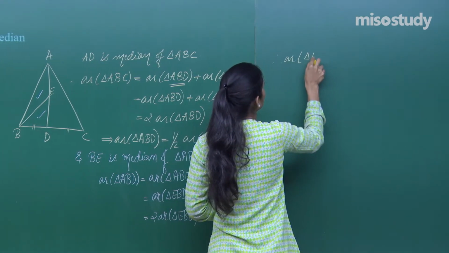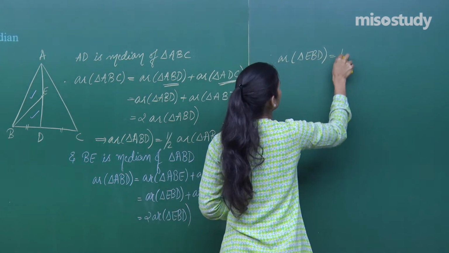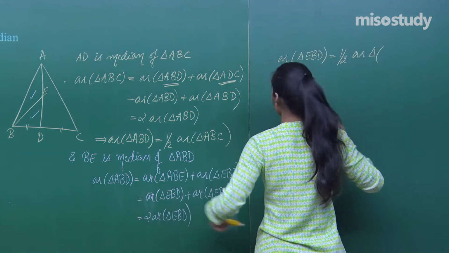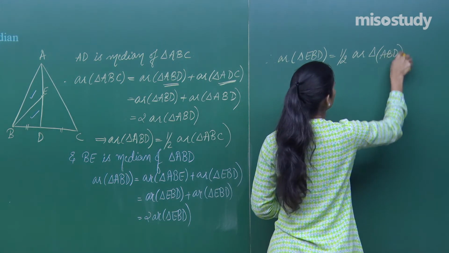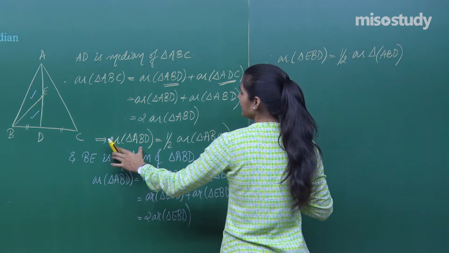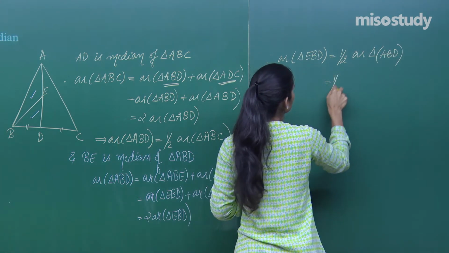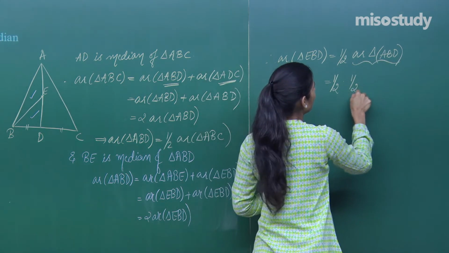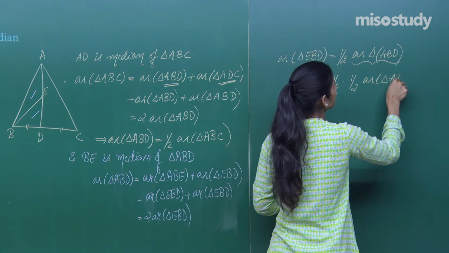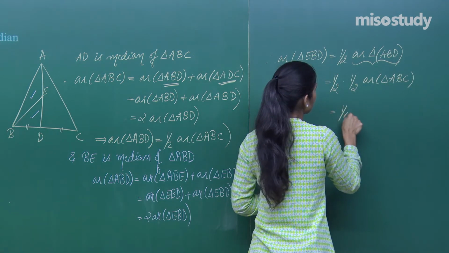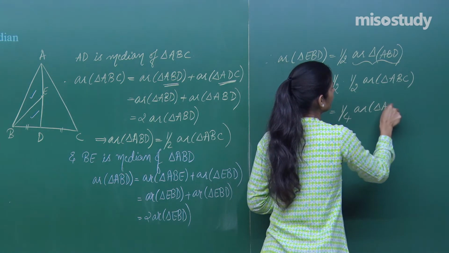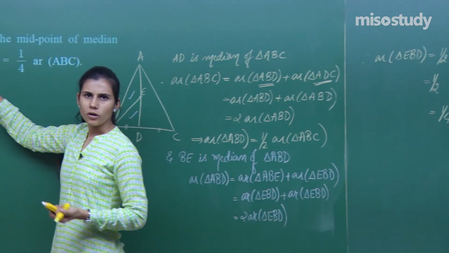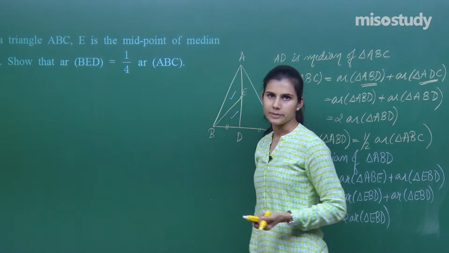Area of triangle EBD is half of area of triangle ABD. But area of triangle ABD is half of area of triangle ABC. So half is already there, this much area is half of area of triangle ABC, and from here you get 1/4 of area of triangle ABC. You have got area of triangle EBD or BED as 1/4 of area of triangle ABC.